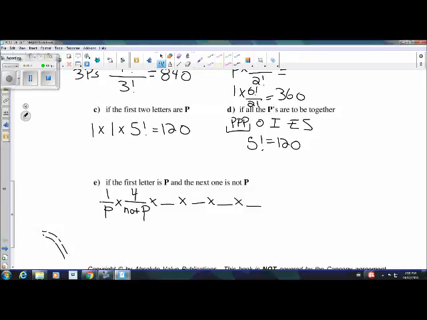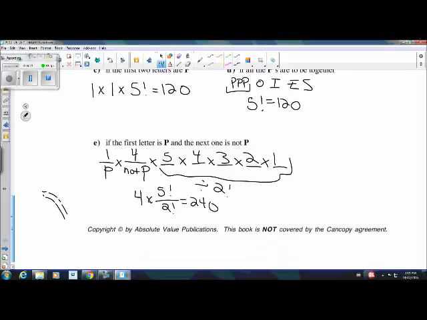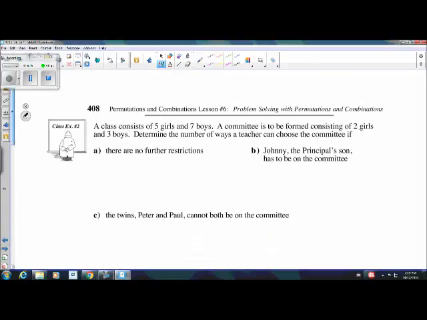So then I have, am I missing any? Yeah, I'm missing a letter here. So then I have 5, 4, 3, 2, 1. But in here are still 2 P's, so I need to divide by the 2 P's. If I want to do this in factorial notation, it would be 4 times 5 factorial divided by 2 factorial, which is 240. So you really can use the fundamental counting principle when you have repetitions, but you do still need to remember to divide by the 2 there, or the number of repetitions.